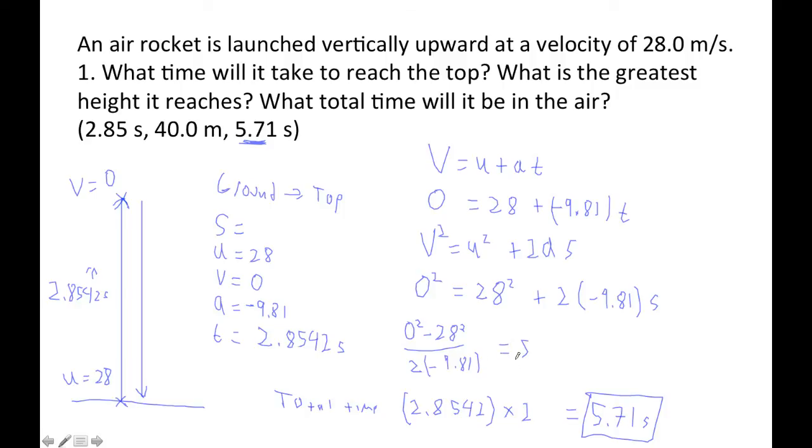Okay, so if I do that, divided by 2 divided by 9.81, I get 39.959. And then the hardest part here is how do you round that to 2 sig figs, or 3 sig figs? This is bigger than 5, so we'd have to say 40.0. The trick to this first one really is to realize that you have to go from the ground to the top and that the velocity at the top is 0. Because if it's not 0, it's not at the top, is it?